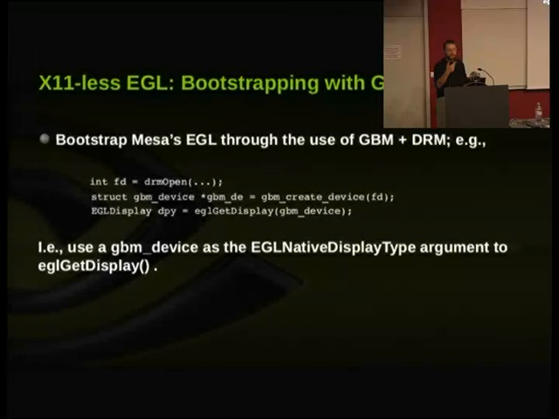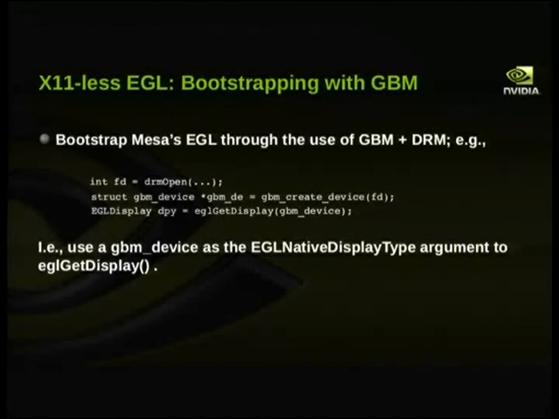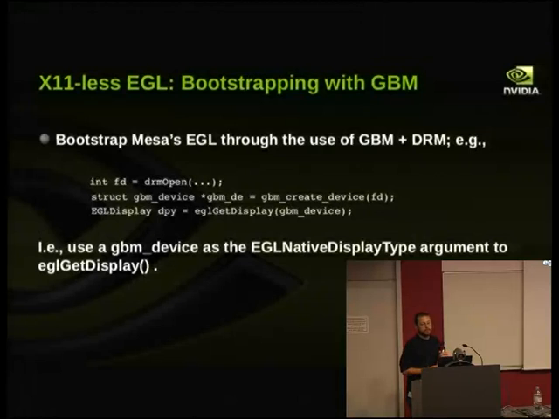So first of all, here is typically how compositors bootstrap EGL inside the compositor. Get a file descriptor by opening a DRM device file, pass that file descriptor into GBM create device. Now you have a GBM device, and then pass that in as the native display type to EGL get display. And so then from there, the EGL implementation is expected to recognize that that GBM device is of type GBM, and then create an EGL display from it and go from there.